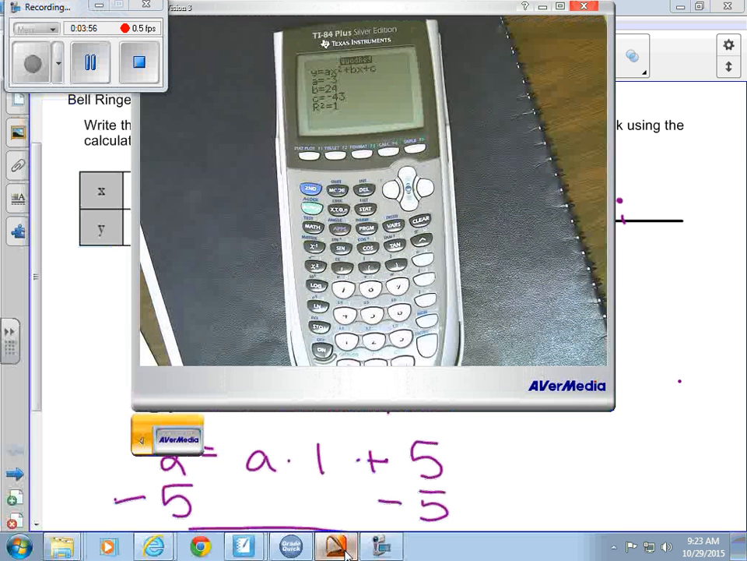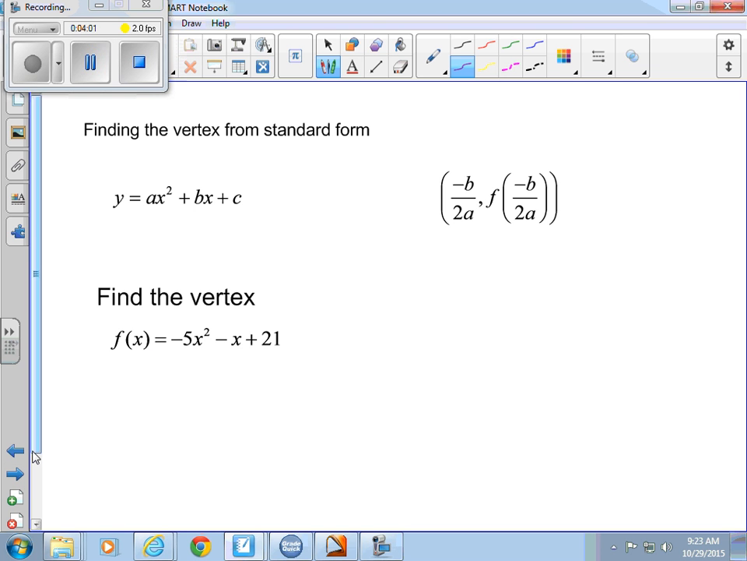Today we are actually going to learn how to go from vertex form to standard form and vice versa. So I want to remind you of how to find the vertex in standard form. I showed you this formula yesterday, but we didn't actually use it. So today we're going to go through and see how this formula works.